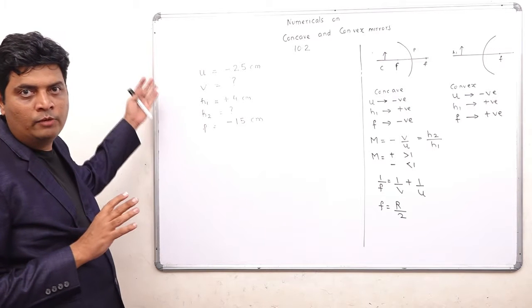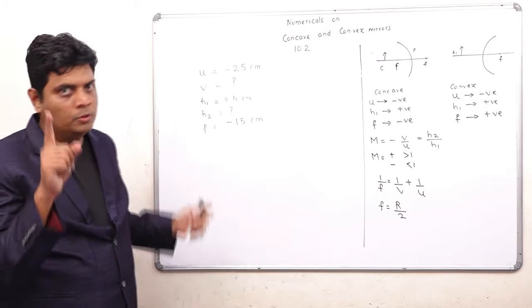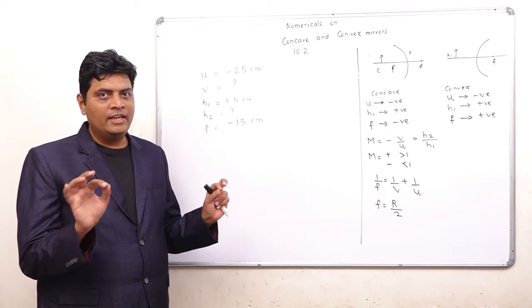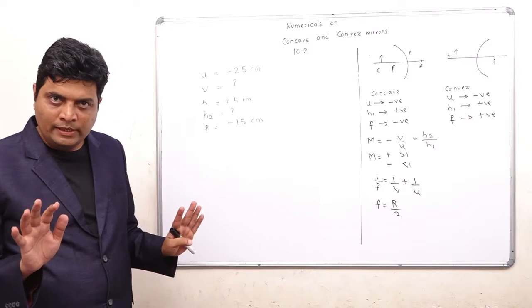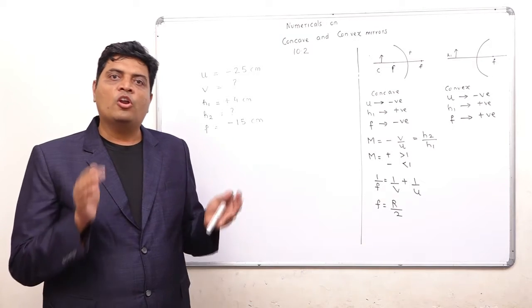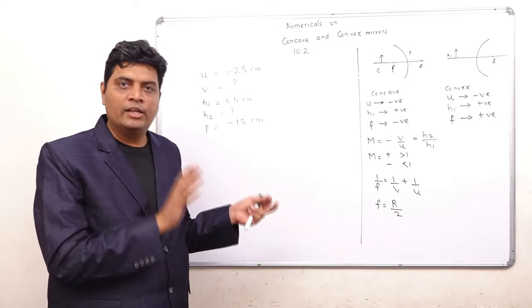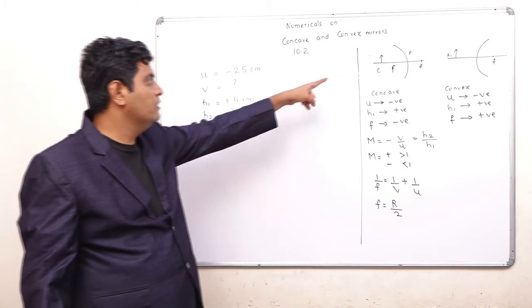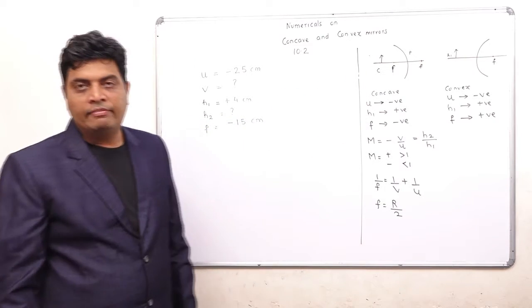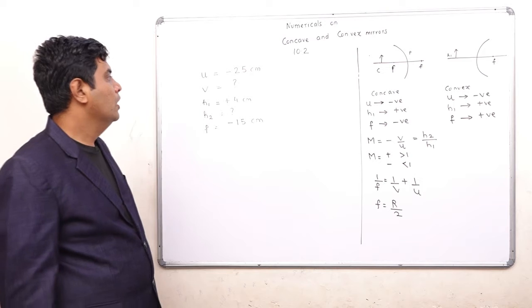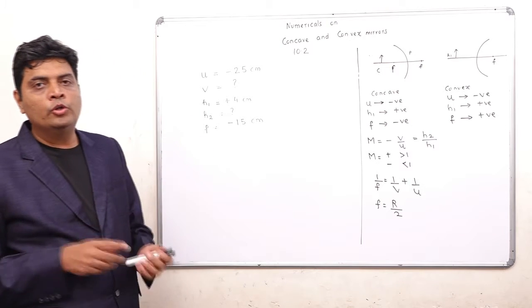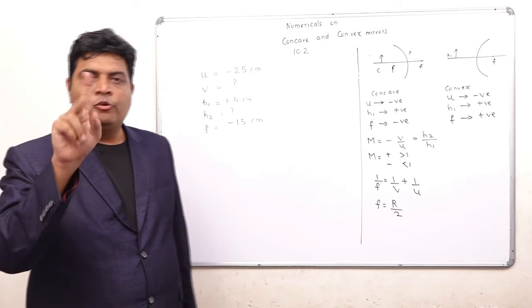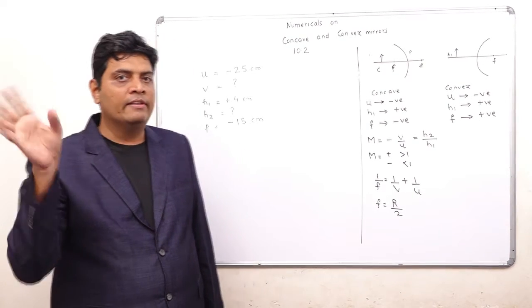First, step 1, you write whatever is given. Step 2, use proper sign conventions. Always remember, u is always negative, h1 is always positive. For concave mirror, f is negative. For convex mirror, f is positive. If you don't remember this, you can draw this rough diagram and then you can analyze it. Now, what I told you, out of u, v and f, you should know any two things. If you know any two, you get the third thing.